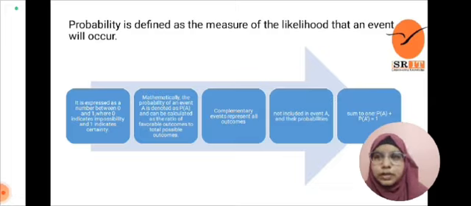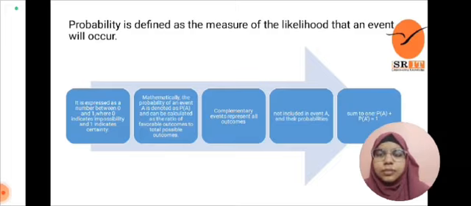Mathematically, the probability of an event A is denoted as P of A and can be calculated as the ratio of favorable outcomes to total possible outcomes. Complementary event represents all the outcomes not included in event A, and their probabilities sum to 1. P of A plus P of A complement is always equal to 1.